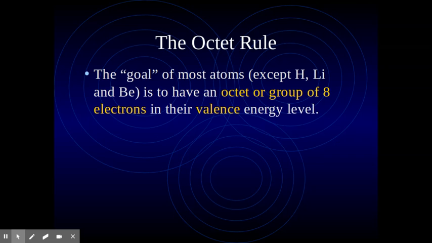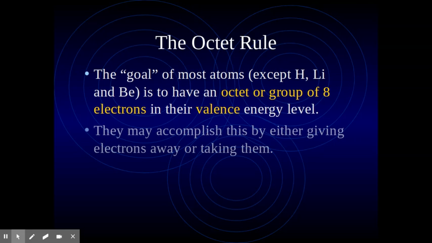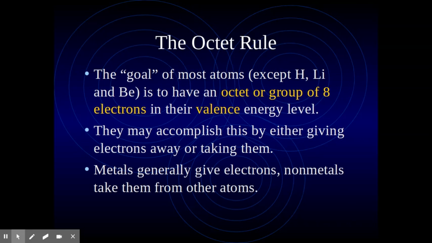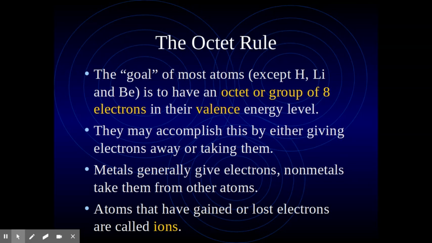Why are any of them doing this? Remember, the goal was to get that octet, to have that full valence shell. So to get the full valence shell, some are going to steal electrons, some are going to give away their electrons and get rid of the extras. When they do this, if they're taking electrons or giving electrons, they might do this by bonding with other atoms, or they might do this by stealing from other atoms or giving to other atoms. If they gain or lose electrons, they're called ions.